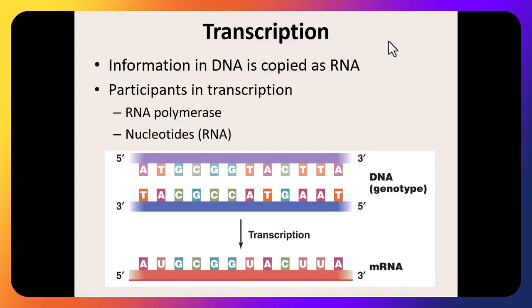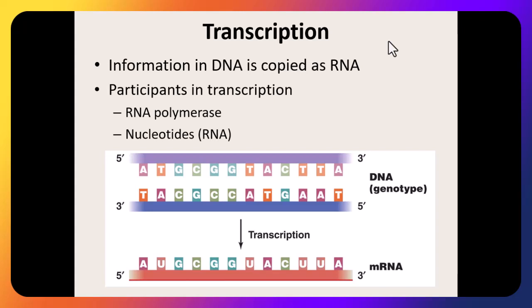Now, more slides to keep going over this. So participants in transcription: we have to have the original DNA that's going to be copied. We, of course, have to have more enzymes because they do the job of everything. The enzyme that brings in the correct RNA nucleotides is RNA polymerase. DNA polymerase brings in DNA nucleotides. RNA polymerase brings in RNA nucleotides.